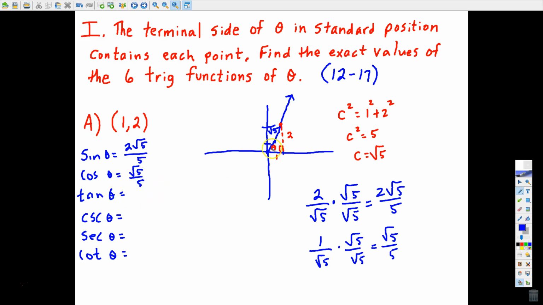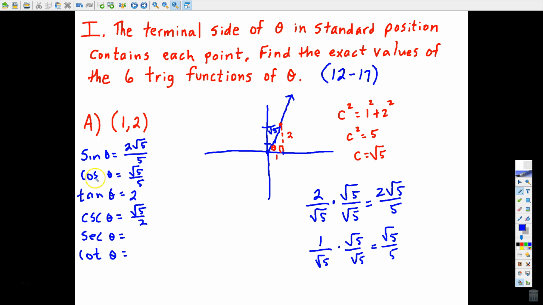Tangent is for theta, or for any angle really, it's the opposite side over the adjacent side. So it's 2 over 1, which is just 2. Now we just get to do the reciprocals. So remember, the reciprocal of sine is cosecant. So here's where I came up with the sine ratio. It's 2 over the square root of 5. So for cosecant, I'll just flip this over and do the square root of 5 over 2.